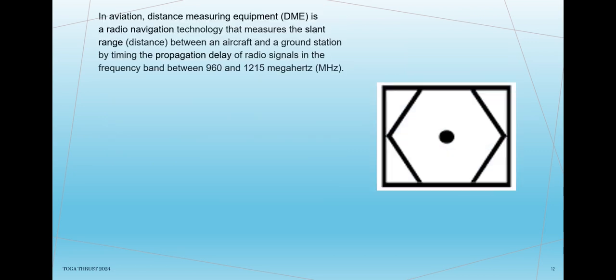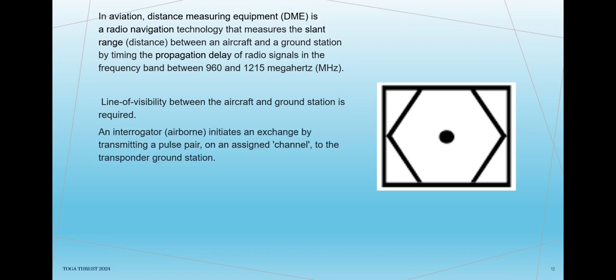In aviation, distance measuring equipment, DME, is a radio navigation technology that measures the slant range, distance, between an aircraft and a ground station, by timing the propagation delay of radio signals, in the frequency band between 960 and 1215 MHz. Line of sight between the aircraft and ground station is required.